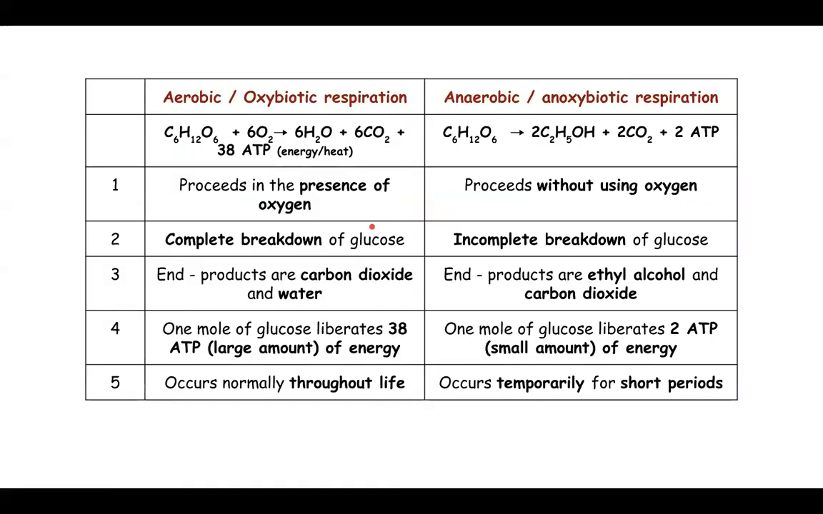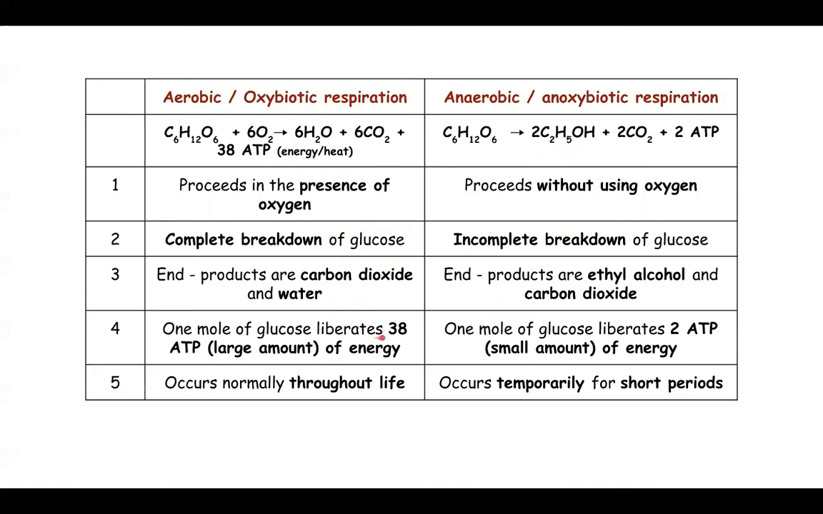So, if you have to differentiate these two, the aerobic is also called as oxybiotic, anaerobic respiration is also called as anoxybiotic. Aerobic respiration produces 38 moles of ATP, and anaerobic only produces 2 moles of ATP. The aerobic proceeds in the presence of oxygen, anaerobic without oxygen. Aerobic causes complete breakdown of glucose, whereas in anaerobic, there is incomplete breakdown of glucose because you're having one compound which is still organic and has not removed all its carbon and hydrogen. The end products are carbon dioxide and water, and here the end products are ethyl alcohol and carbon dioxide.